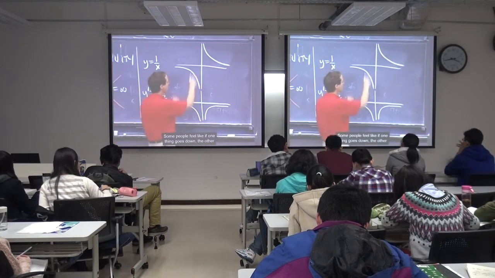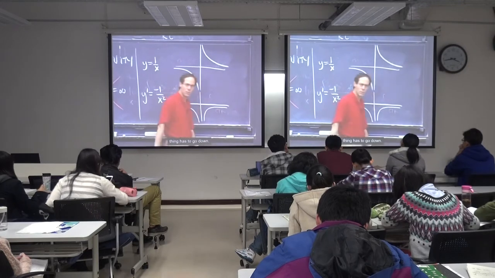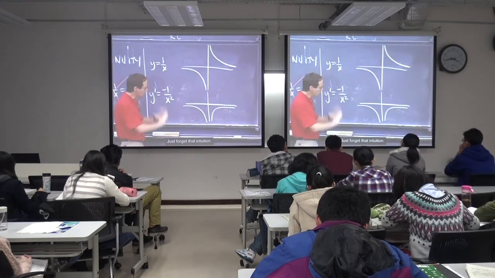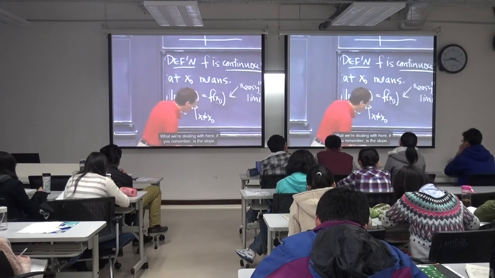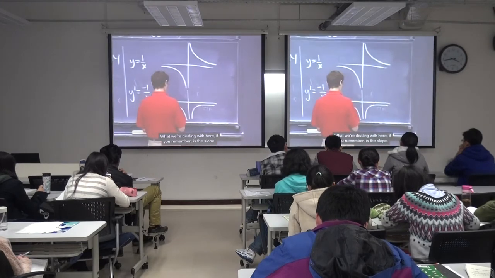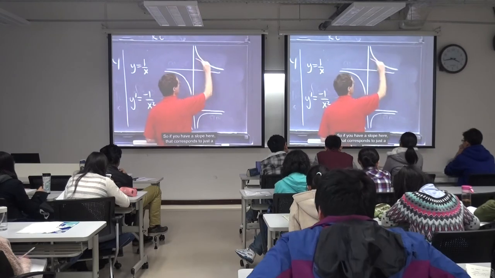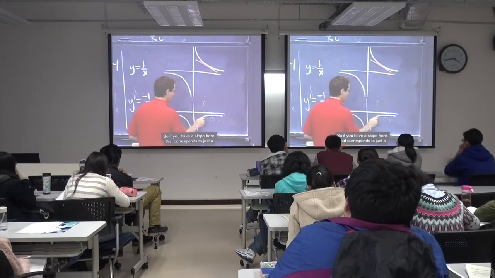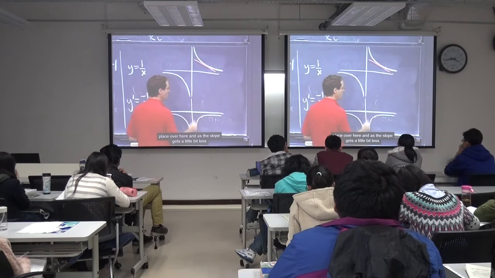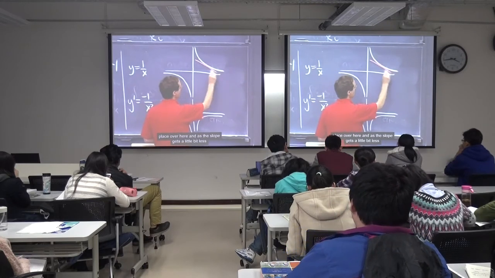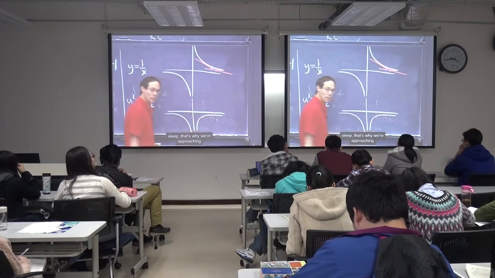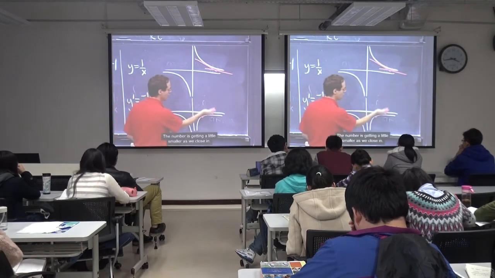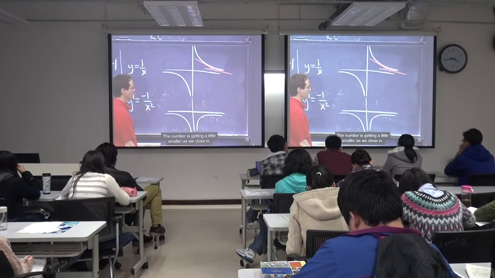Some people feel like if one thing goes down, the other thing has to go down. Just forget that, the intuition is wrong. What we're dealing with here, if you remember, is the slope. So if you have a slope here, that corresponds to just a place over here. And as the slope gets a little bit less steep, that's why we're approaching the horizontal axis. The number's getting a little smaller as we close in.